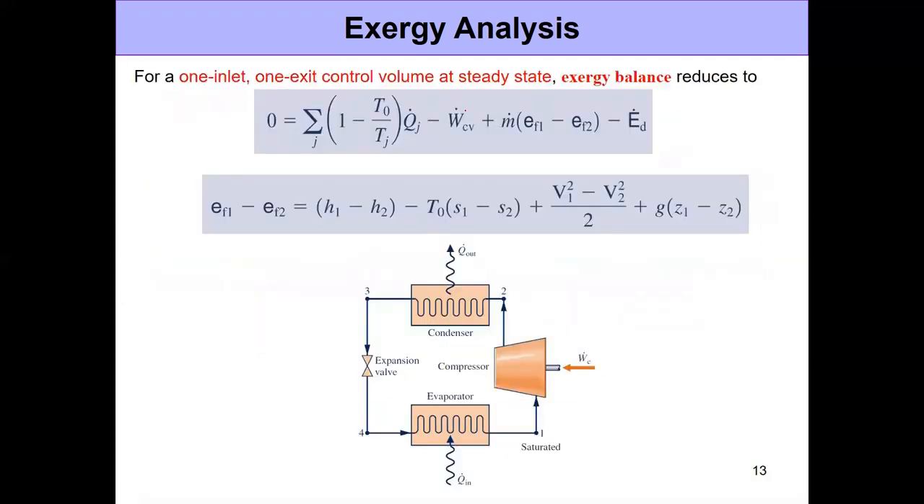So when we talk about refrigeration systems, we usually deal with a single inlet, single outlet control volume, which is at a steady state. So the exergy balance reduces to this more specific form. And for all the refrigeration cycles that we talk about, the changes in kinetic and potential energy are negligible. So the specific flow exergy change, which is EF1 minus EF2 for any given two states, is simply equal to the change in enthalpy minus T0 times the change in entropy.